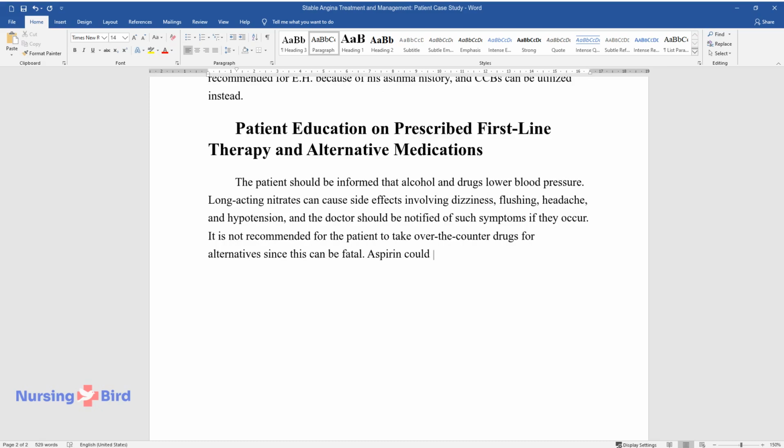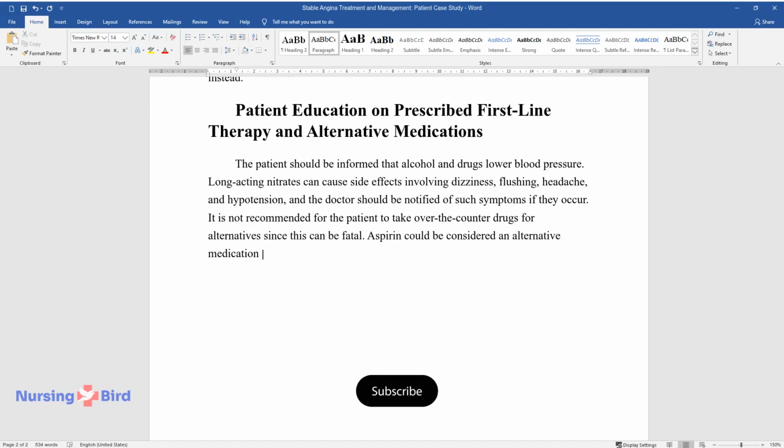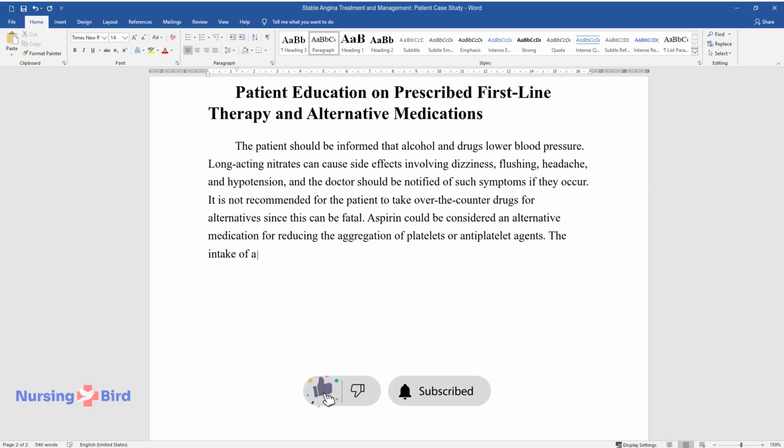It is not recommended for the patient to take over-the-counter drugs for alternatives since this can be fatal. Aspirin could be considered an alternative medication for reducing the aggregation of platelets, or antiplatelet agents. The intake of aspirin should be discussed with the patient's physician.